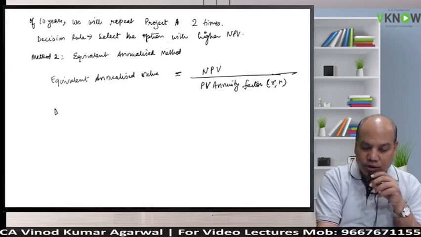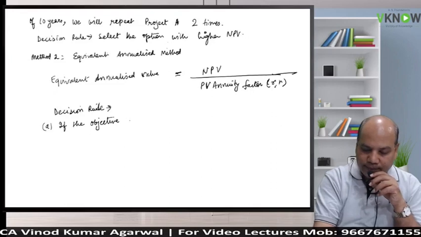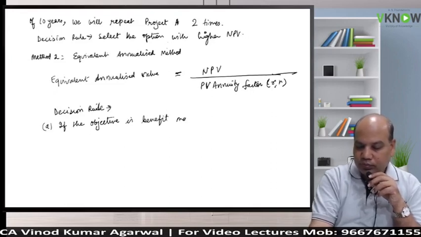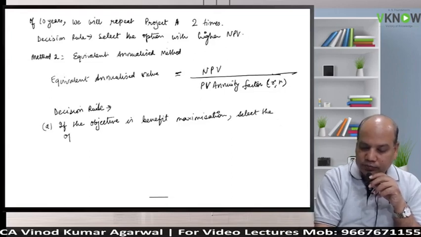And how do you take a decision using this method? Decision rule A: if the objective is benefit maximization, we want to maximize benefit, then select the option with higher what? Fill in the blanks.